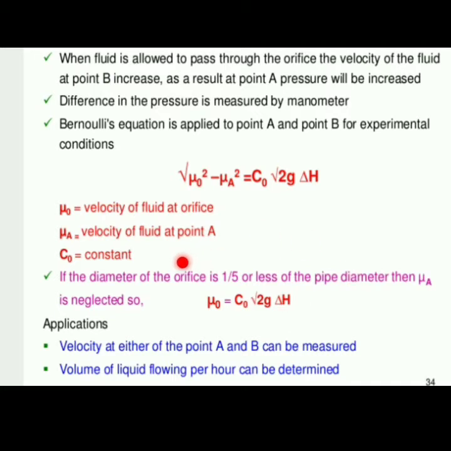Okay, this is the final equation of this orifice meter. What are the applications of this orifice meter? The velocity at either point A or point B can be measured. Also, it is used to determine the volume of liquid flowing per hour.